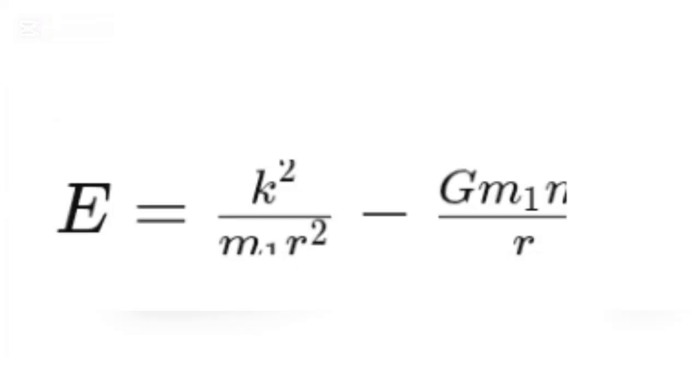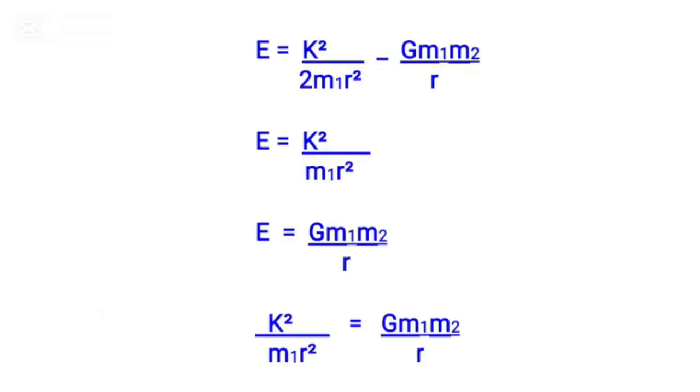To find the dimension of k using the formula E is equal to k squared over 2 m1 r squared minus G m1 m2 over r. 2 is a constant, it has no dimension, so it will just disappear. Each of these terms has the same dimension. That means the dimension of energy is equal to the dimension of k squared over m1 r squared. The dimension of energy is equal to G m1 m2 over r.